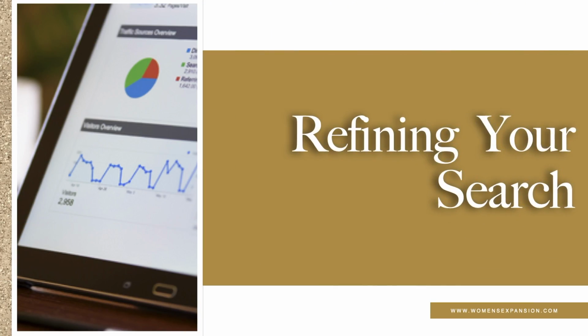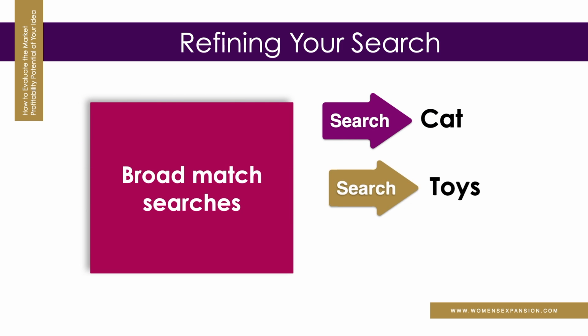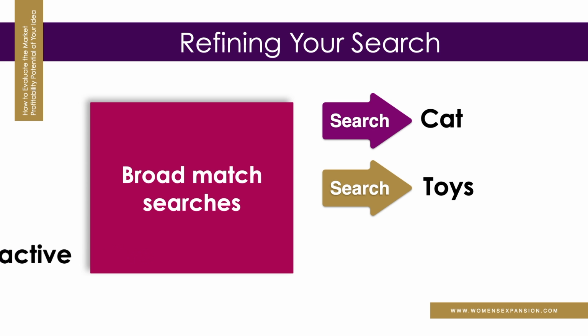Defining your search. The searches we discussed in the previous video are broad match searches. This means that Google may include results that contain the word cat, the word toys, or even the word interactive for the second example.